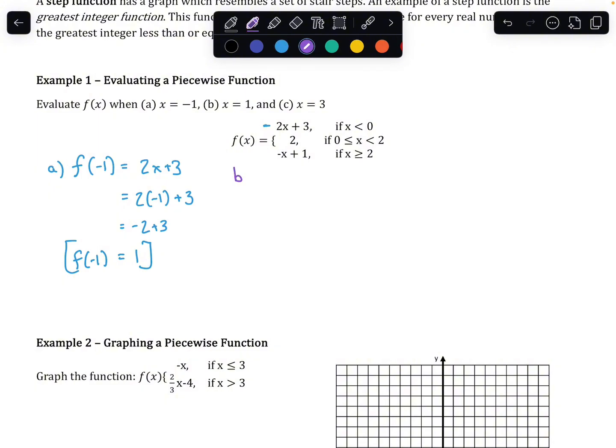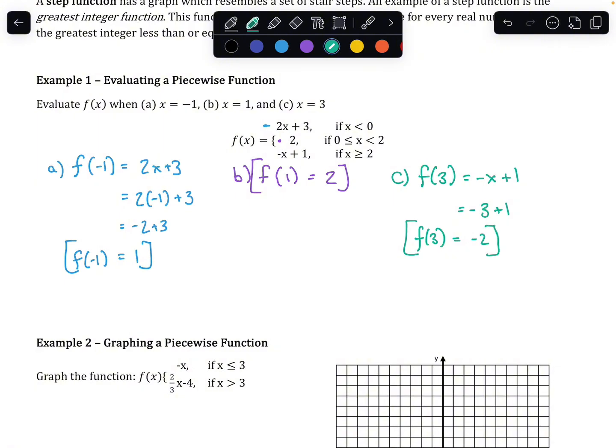B, our function of 1. 1 is in between 0 and 2, so this equals 2. So that's as far as we can go. So function of 1 equals 2. We have C, with a function of 3 equals -x plus 1. So we have -3 plus 1 equals -2. The function of 3 is -2.